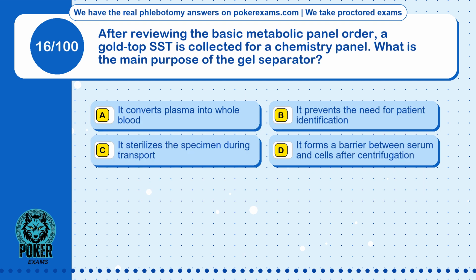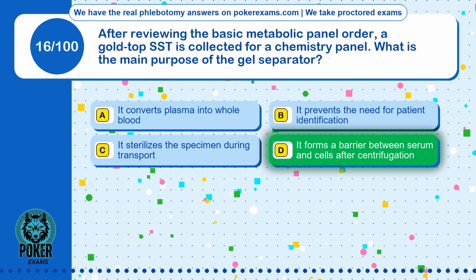Question 16. After reviewing the basic metabolic panel order, a gold top SST is collected for a chemistry panel. What is the main purpose of the gel separator? Option A. It converts plasma into whole blood. Option B. It prevents the need for patient identification. Option C. It sterilizes the specimen during transport. Option D. It forms a barrier between serum and cells after centrifugation.